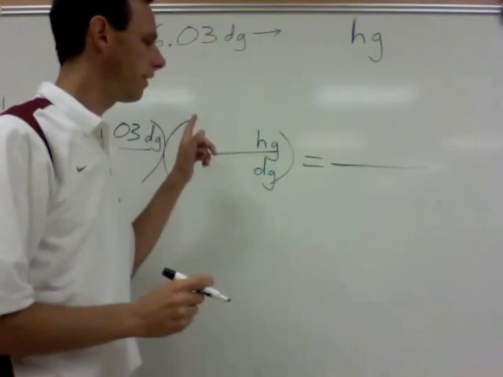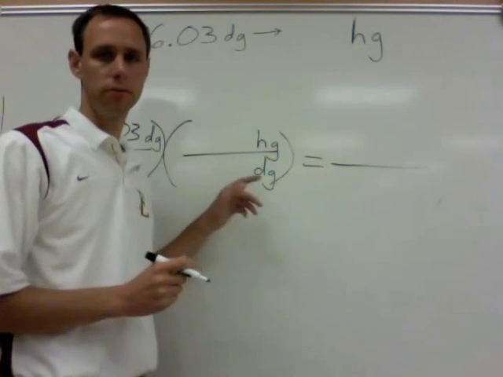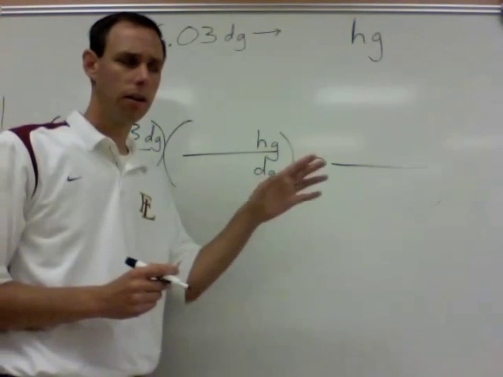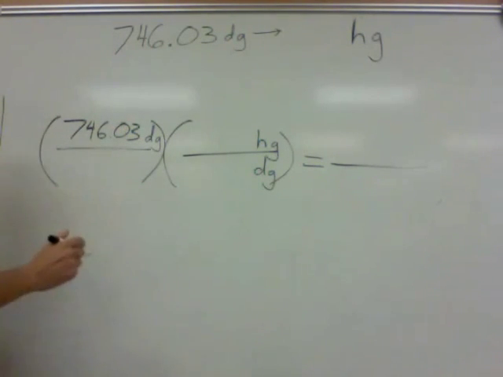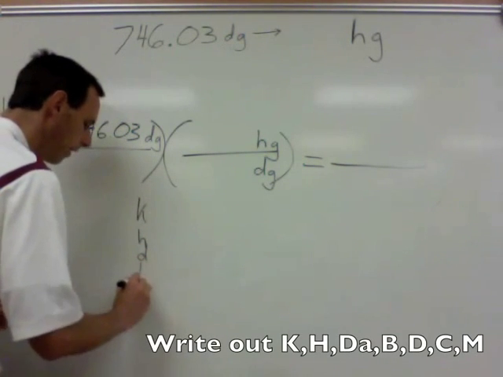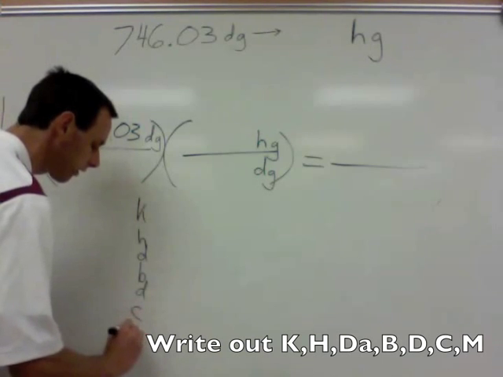Always there will be a 1 either here or here. Sometimes on top, sometimes on bottom. It's different for each different problem. How do we know where it goes? You take your King Henry, died by drinking chocolate milk.